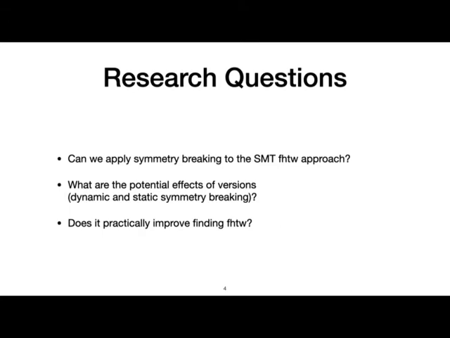Then our immediate research questions are: can we apply symmetry breaking to the SMT-based approach for finding fractional hypertree decompositions and hence the fractional hypertree width? Are there different versions of symmetry breaking techniques possible, and what are the potential effects? For example, a static symmetry breaking technique that is pre-computed in the beginning, or a dynamic one that is part of the encoding.